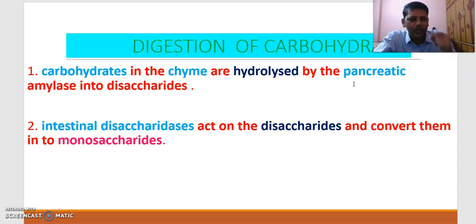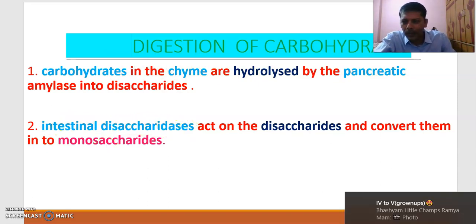The saliva has one amylase that is called salivary amylase. Now this is pancreatic amylase. This amylase is present in pancreatic juice. Now it acts on the carbohydrates present in the chyme. And now the intestinal disaccharidases. What are the disaccharidases? I will show you here.